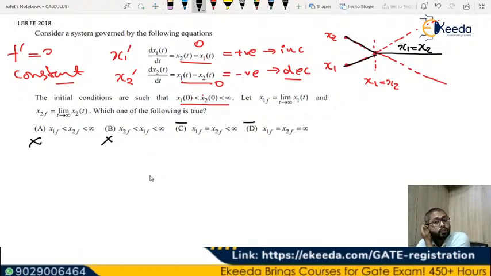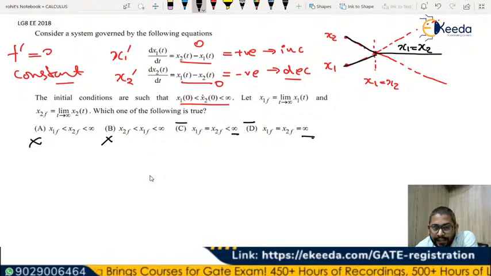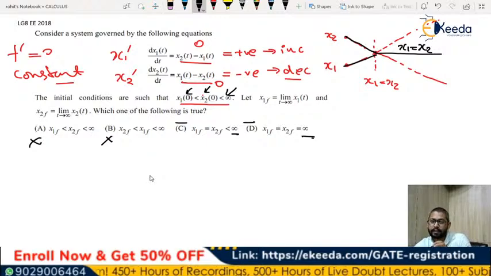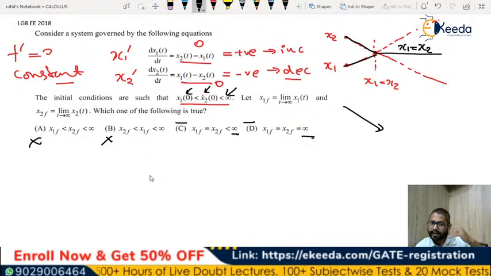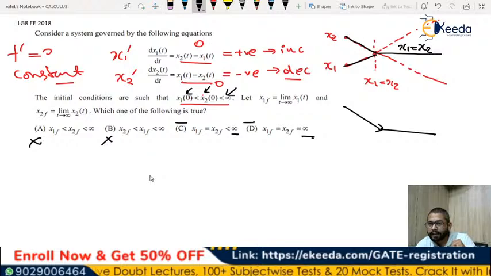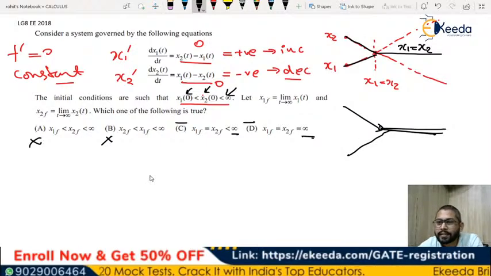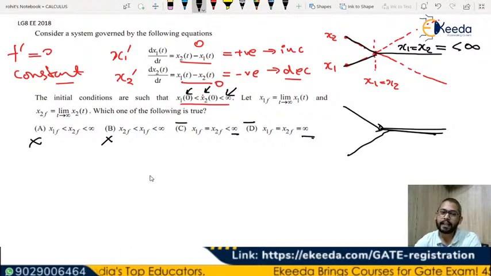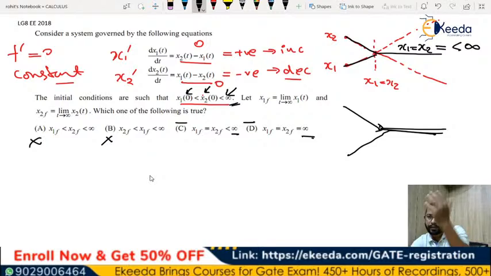Now why it has to be less than infinity and why not equal to infinity? Because it has been said that these values are finite. x1 and x2 values at t equal to 0 are finite. And that too x2 is a higher value which is decreasing. So a value which is finite and decreasing will still be a finite value, and x2, which is increasing and reaching here, is also going to be a finite value. So that means this x1 and x2 is going to be less than infinity. It cannot be infinity because initially it has been given that it has to be less than infinity. So a value which is finite and decreasing will be less than that, no?